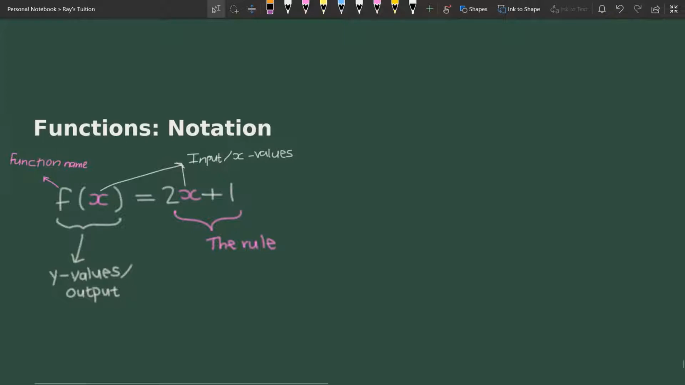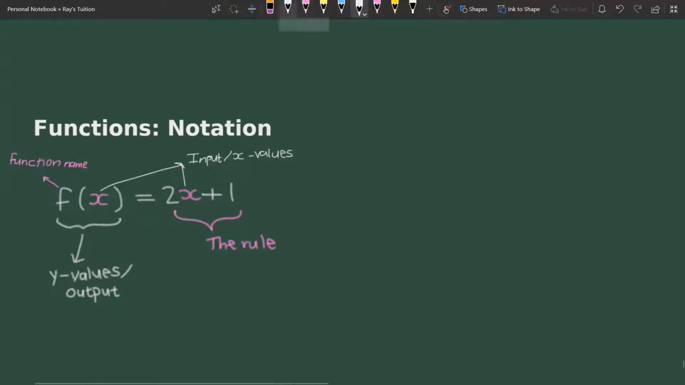So f is the function's name. It can take any letter or variable, so it can be g of x, f of x, or whatever the case is. And f of x is our y value or output. So we're saying f of x, so that is the function evaluated at that particular x value or input value, is equal to 2x plus 1. And then what we will have on the right-hand side is a rule defined with the input for which we will get that output associated with that x value.